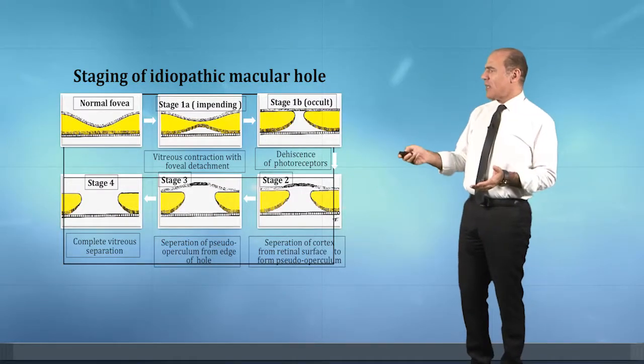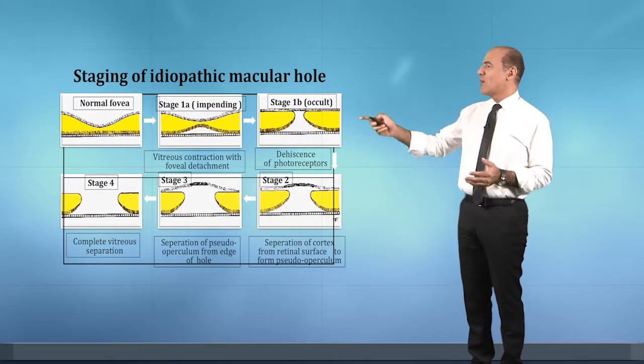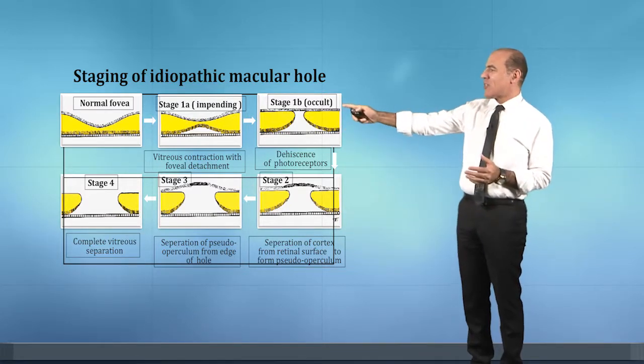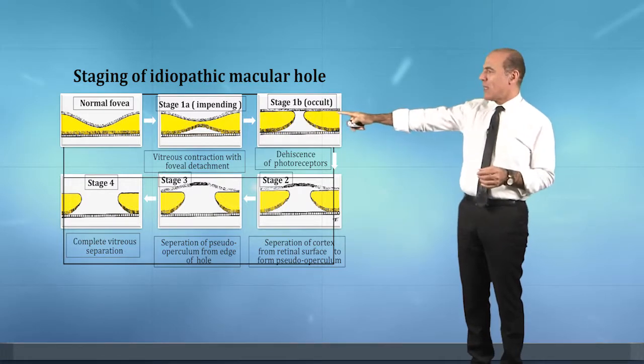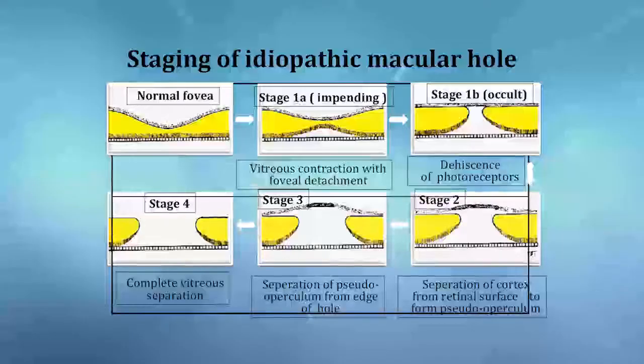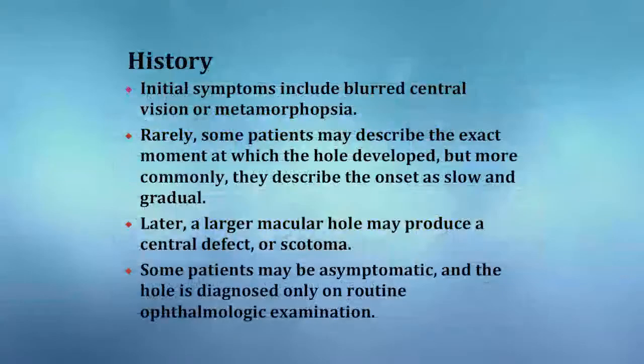Staging of idiopathic macular hole, you can follow it here. This is the normal fovea, going to impending hole with only foveolar separation. Stage 1B is occult, still attached. The photoreceptor is detached, but there is no detachment of the vitreous and no operculum. Going to stage 2 hole, there is separation underneath, the photoreceptor cells have separated, and the operculum is still attached. Stage 3 is larger, with the operculum at the edge of the foveolar. And in stage 4, there is total posterior vitreous separation. This is how to follow the progress or the staging of idiopathic macular hole.